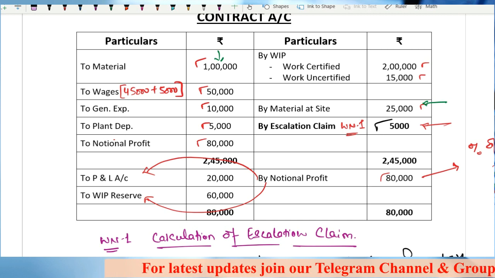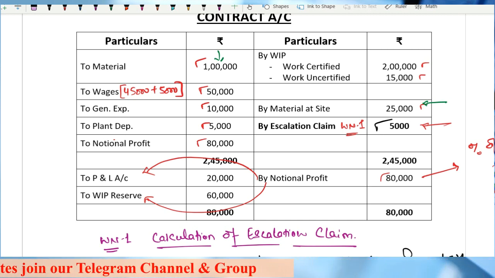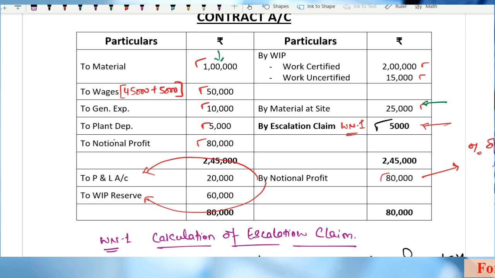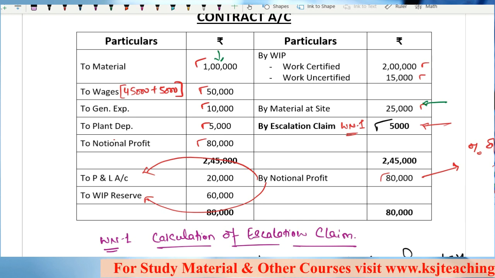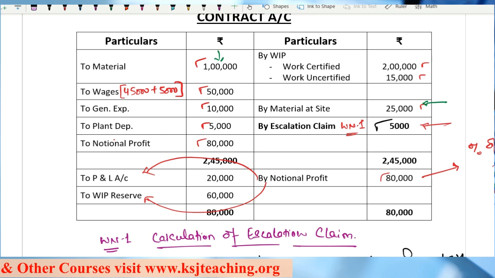Right? Otherwise, the question was simple. The only thing was the escalation claim that we wanted to discuss in detail, and this question has been asked in the examination. So mark it as important. You cannot miss out on such questions, right? And if you know how to do one question, you can do any question on the escalation claim. Just remember a few things. One thing that is the most important is that escalation claim is only and only given for the change in the price and not for the change in the quantity.